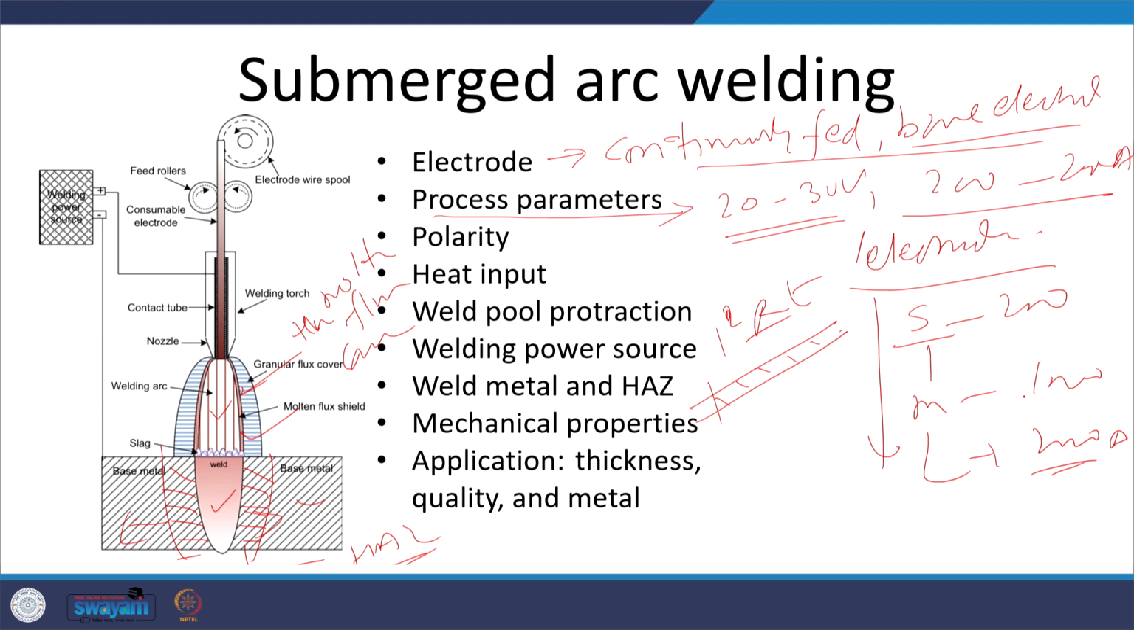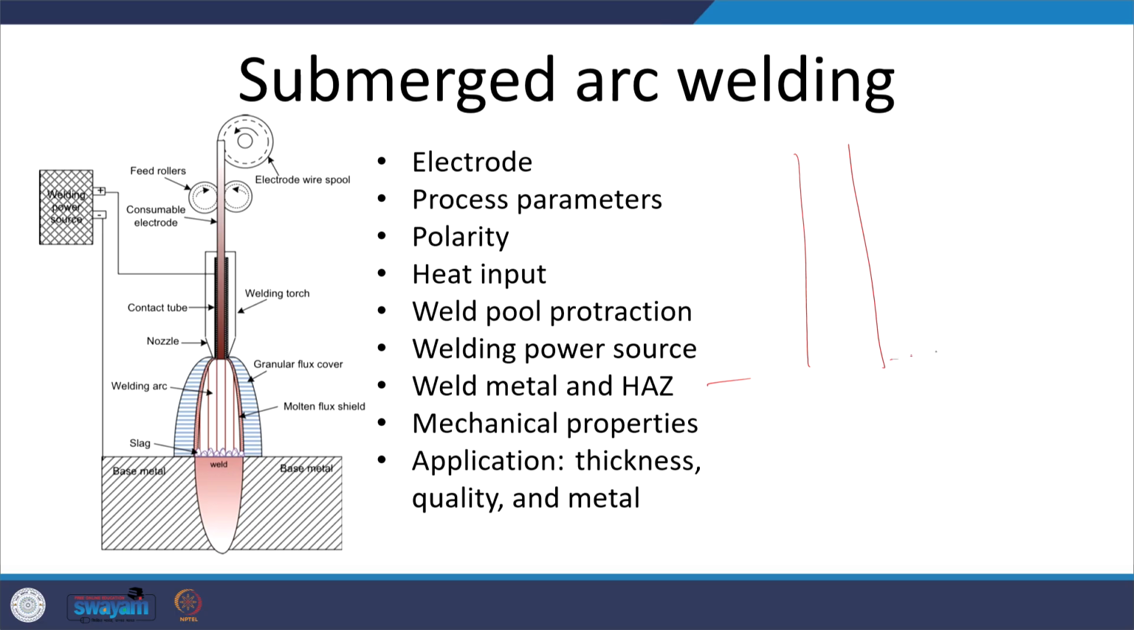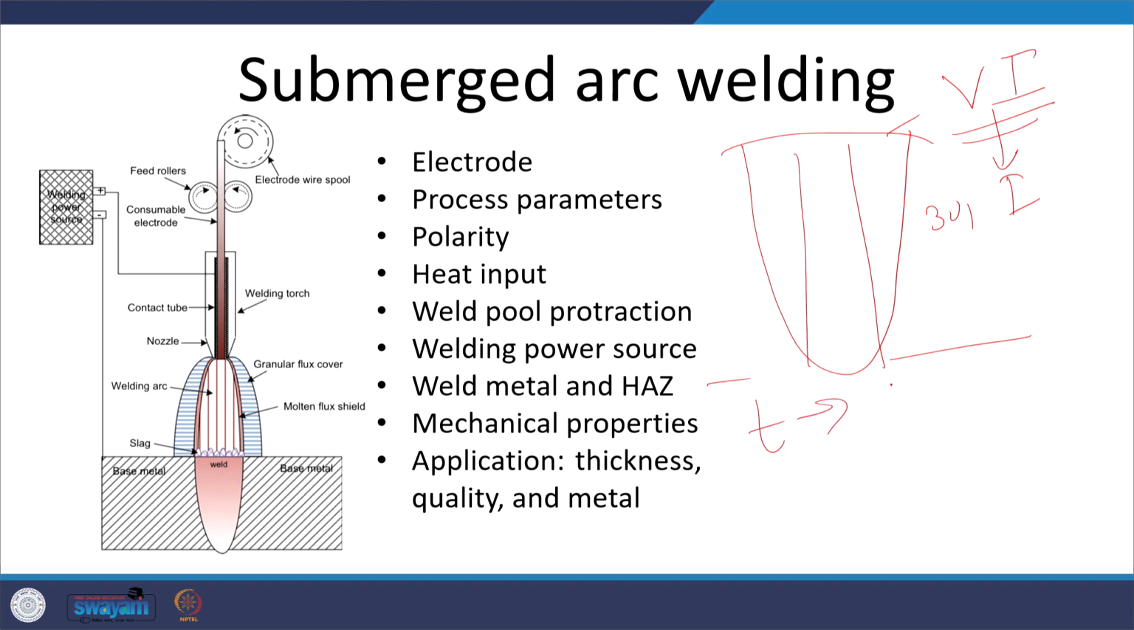So, if we have to weld thick sections in one pass, then we need to supply a huge amount of heat. To generate a large amount of heat through VI, since our voltage is fixed, we have to increase the current. So, depending upon the section thickness, the heat requirement is affected, and if the heat requirement increases, then we have to increase the current. So, the current in submerged arc welding is primarily governed by the section thickness to be welded.